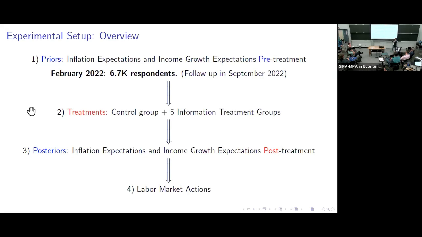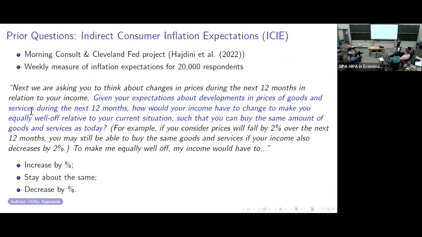Let's say there's nothing happening in between the prior and the posterior, but the information treatments. Okay, so the prior questions. First, let me get started with the inflation expectations prior questions. So we're going to rely on a novel measure of indirect consumer inflation expectations, which we now call by the acronym of ICIE. This has been a joint project between Morning Consult and the Cleveland Fed.